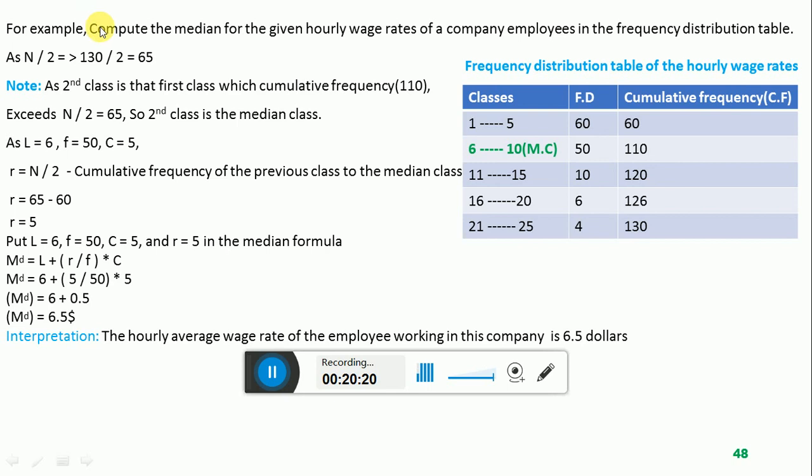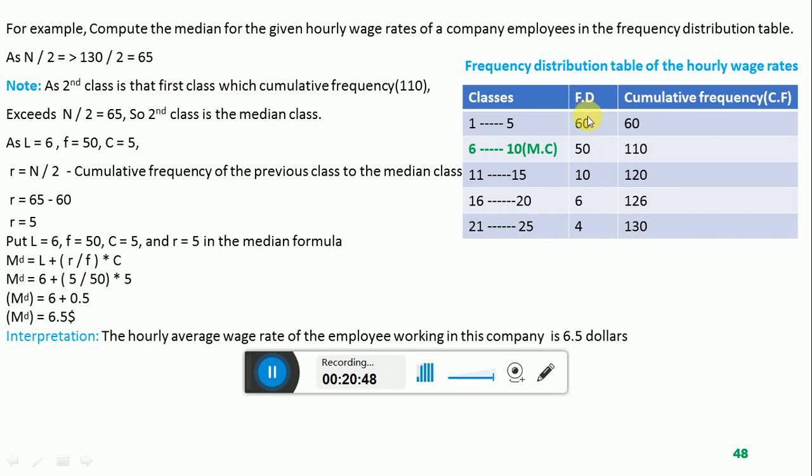Now we are clarifying further, putting one example. For example, compute the median for the given hourly wage rates of a company's employees in the frequency distribution table. In the given frequency distribution table, we have the hourly wage rates for 130 employees working in a particular company. So the total number of employees is 130.